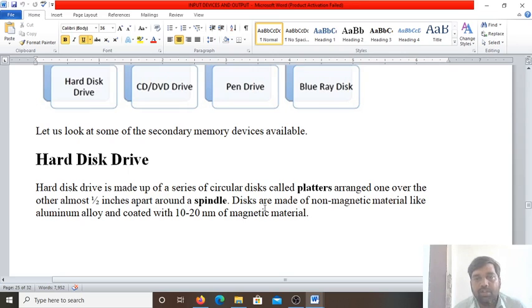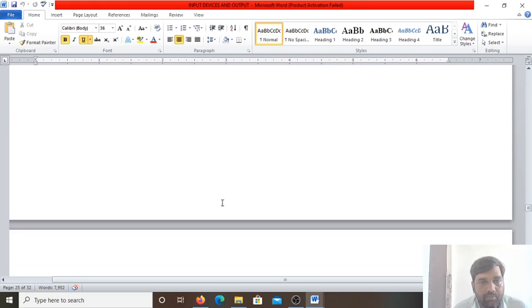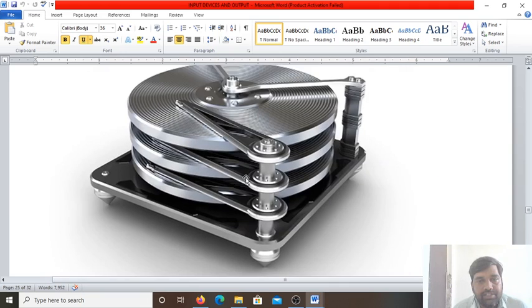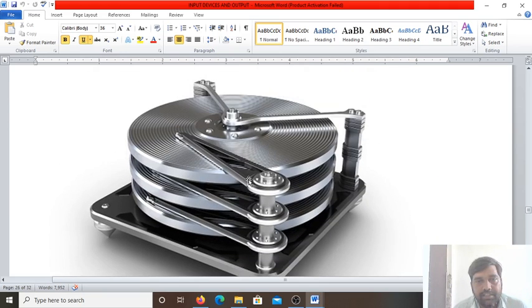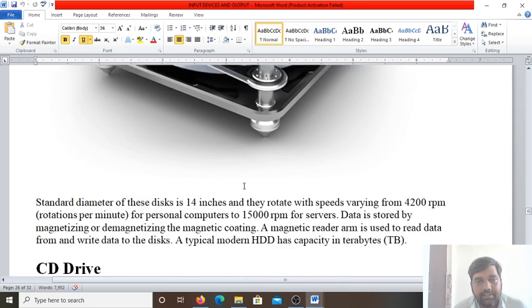Discs are made of a non-magnetic material called aluminum alloy. This hard disk is made up of aluminum alloy and coated with 10 to 20 nanometers of magnetic material. And over that platter, it is coated with magnetic material. As you can see, this is the spindle, and over this spindle around three platters are there.